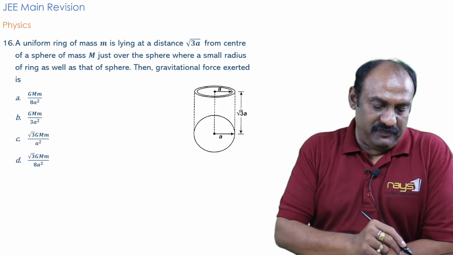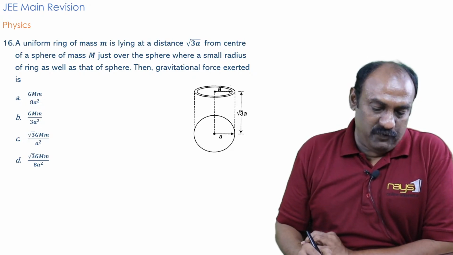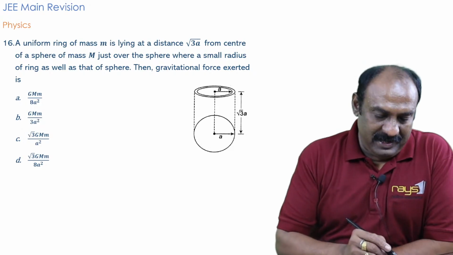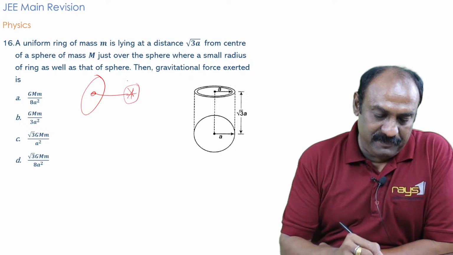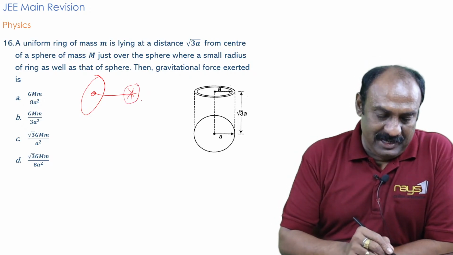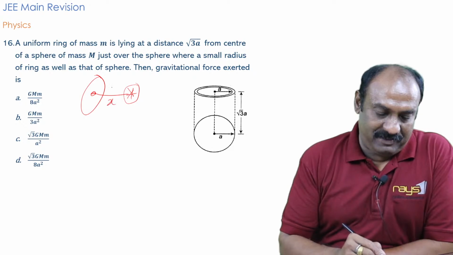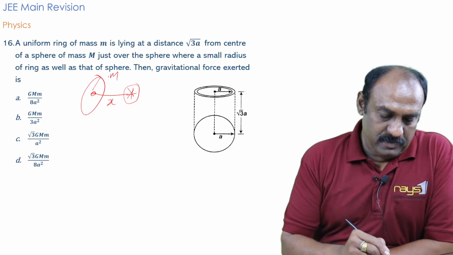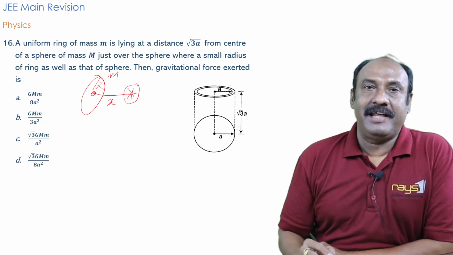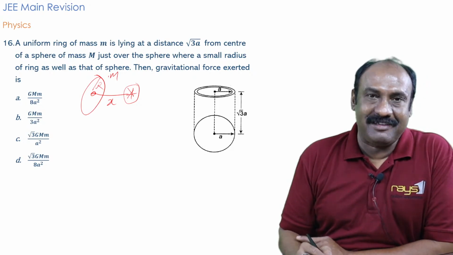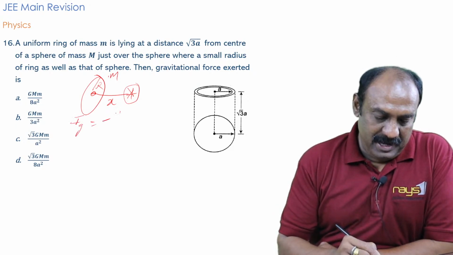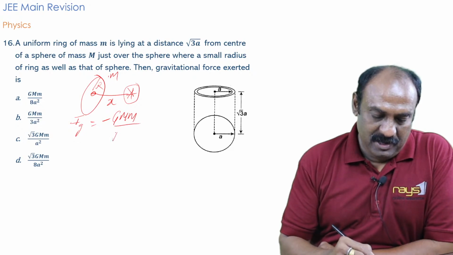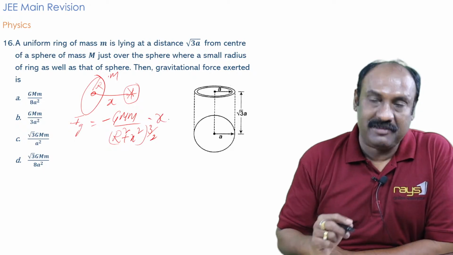When the radius of the ring and that of the sphere are small, consider the gravitational force exerted. So for the ring here, the gravitational intensity at a point which is at a distance x on the axis of the circular ring of mass m and radius r is minus GMm by (r square plus x square) whole to the power 3 by 2 into x.